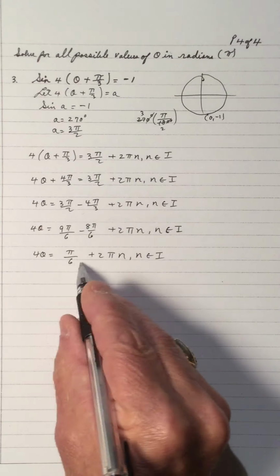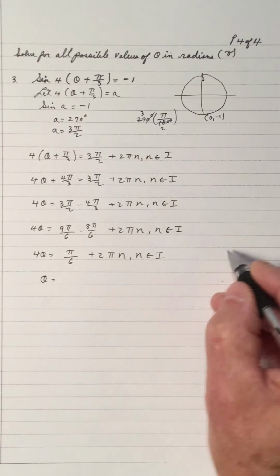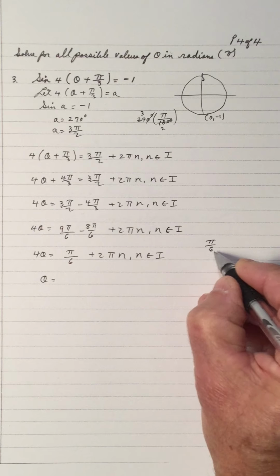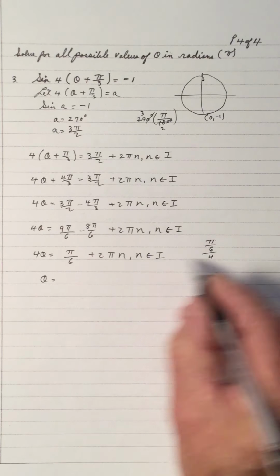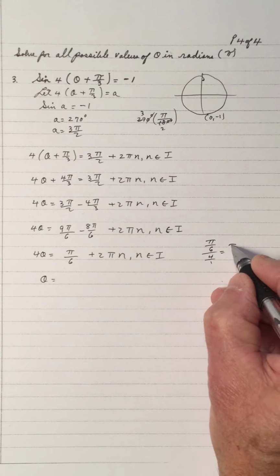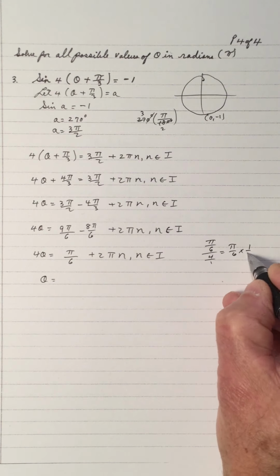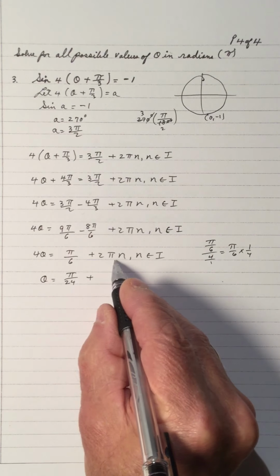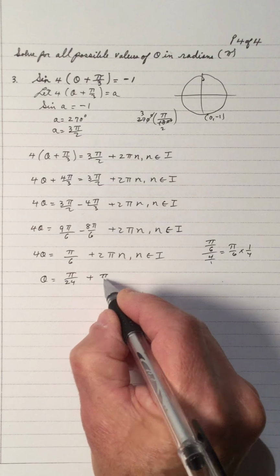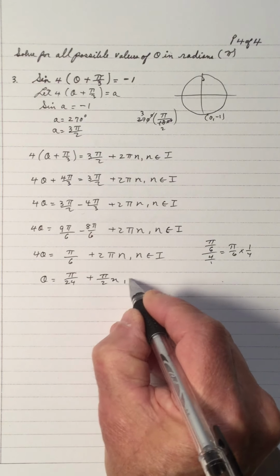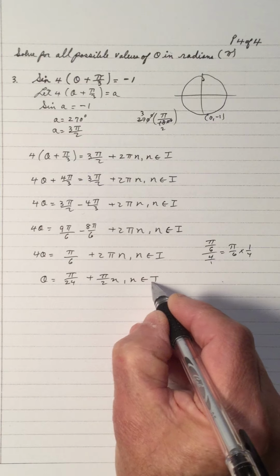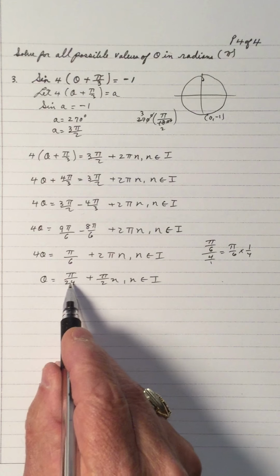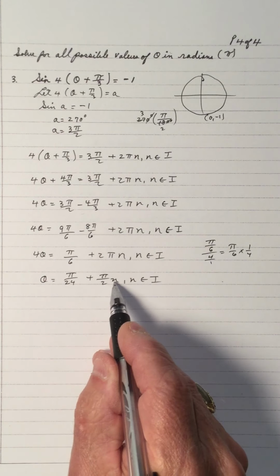So I'm going to divide by 4. So if I divide by 4, pi over 6 divided by 4, so that's 4 over 1, so that's pi over 6 times 1 over 4, so that gives me pi over 24. Divide by 4 here, and I get pi over 2. And that's the answer.